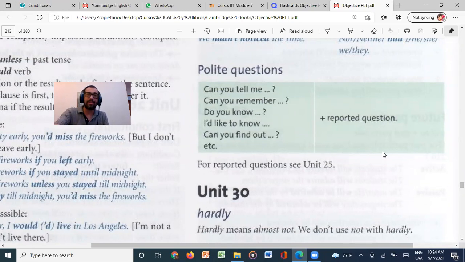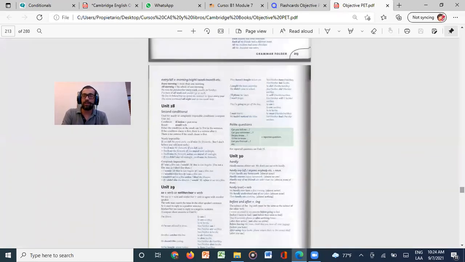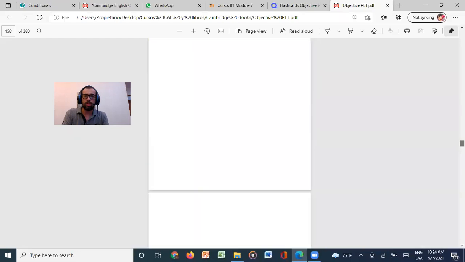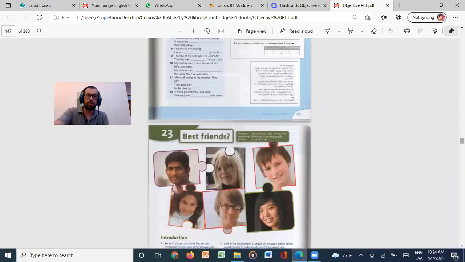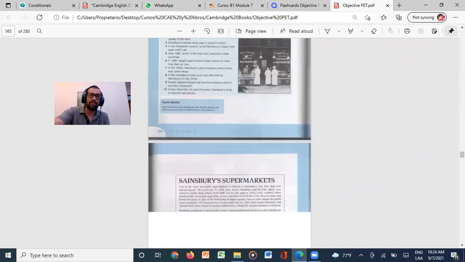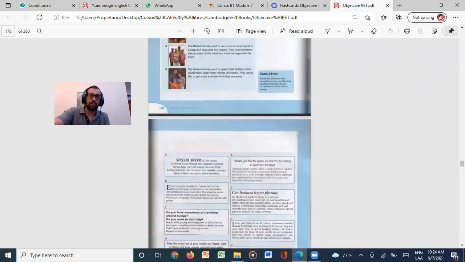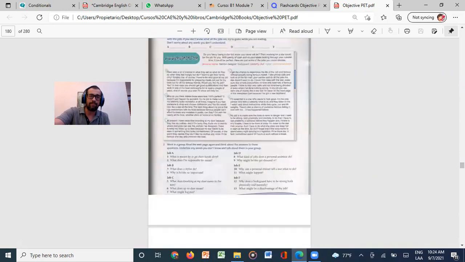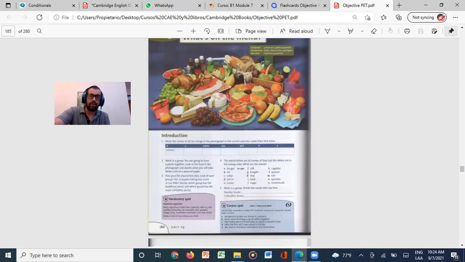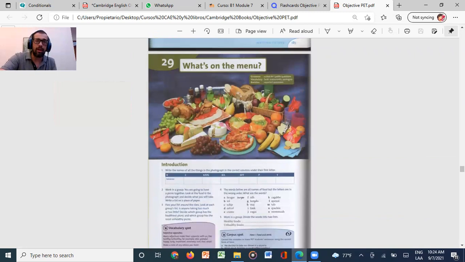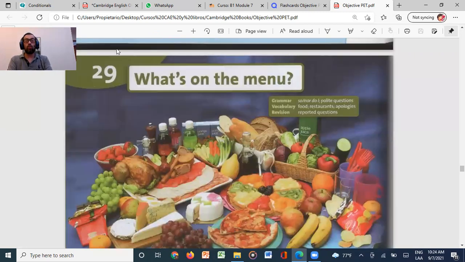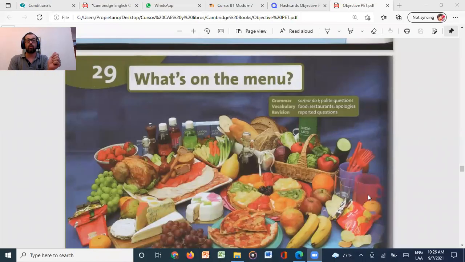And talking about that lesson, let's go right away. Please turn or open your books, please. Unit 29. And we're going to see today's lesson. Okay, in this case, the title is What's on the Menu? What's on the menu? So let's turn to our book very quick. And as I was telling you, the title is What's on the Menu?